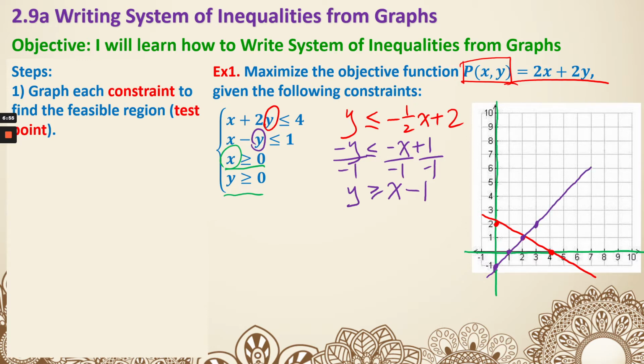Now it's time to decide on the region, which part we are going to shade. For this one, x is greater than or equal to 0. That means we need all the positive x values, so it's going to be that direction. And this one, y is greater than or equal to 0, so we need all the positive y values, right here. The next one, the red, is less than or equal to, so we go lower, below that. And the purple one, after we finish solving, is greater than or equal to, so we're going to need the above section.